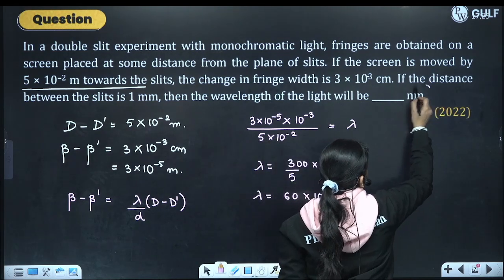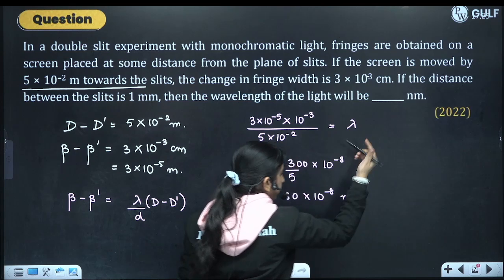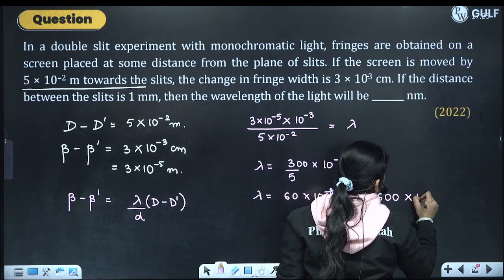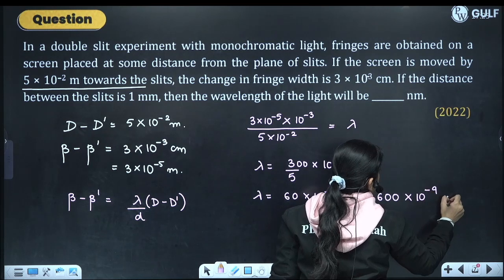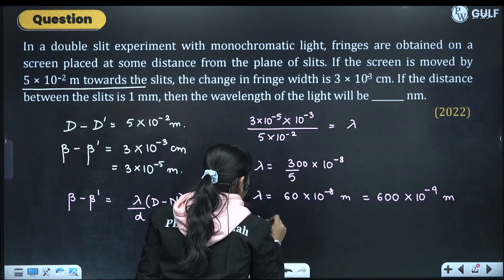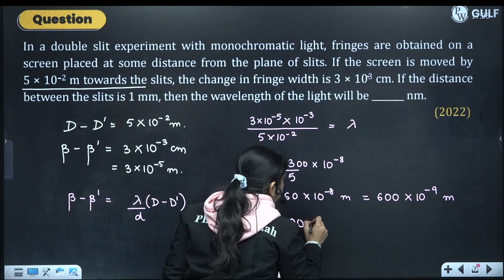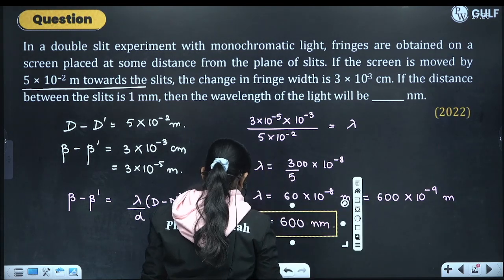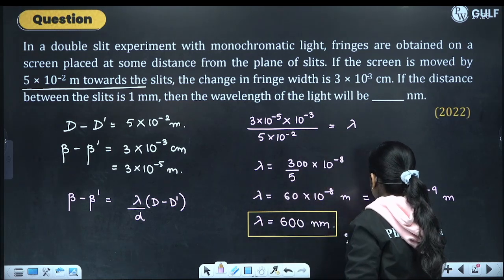See, we have to express the answer in nanometers. So converted, this will become 600 into 10 raised to the power minus 9 meters. So lambda will be 600 nanometers. Okay, this will be the answer. You will write the result as 600.